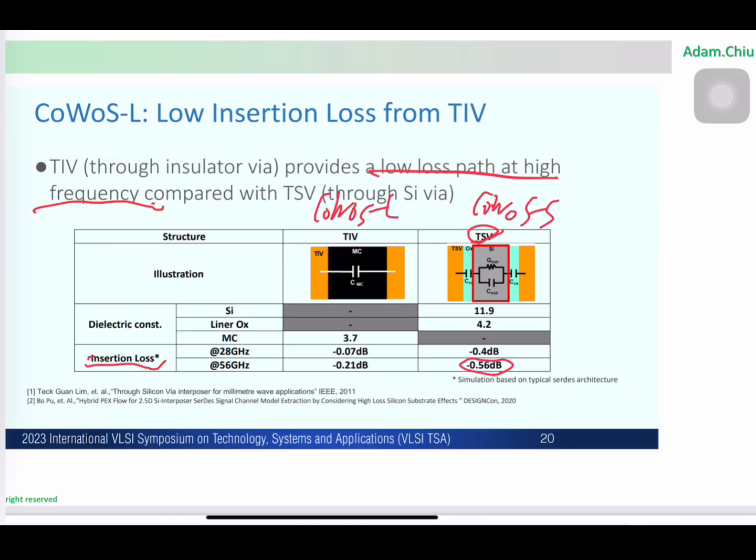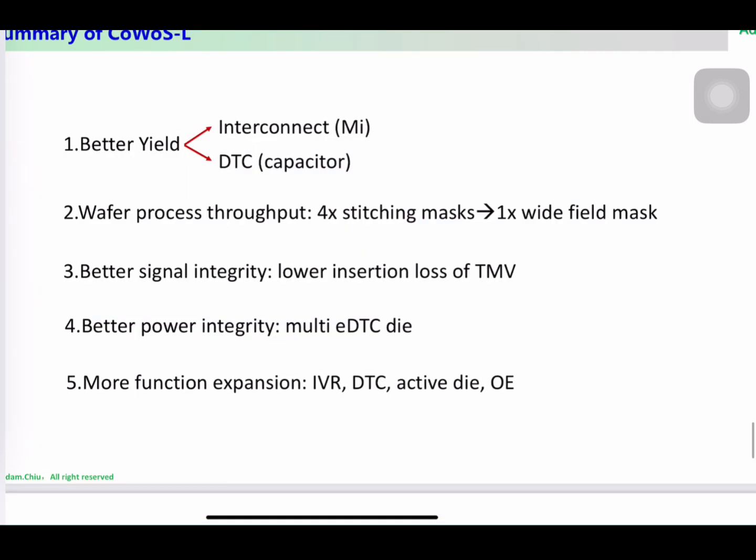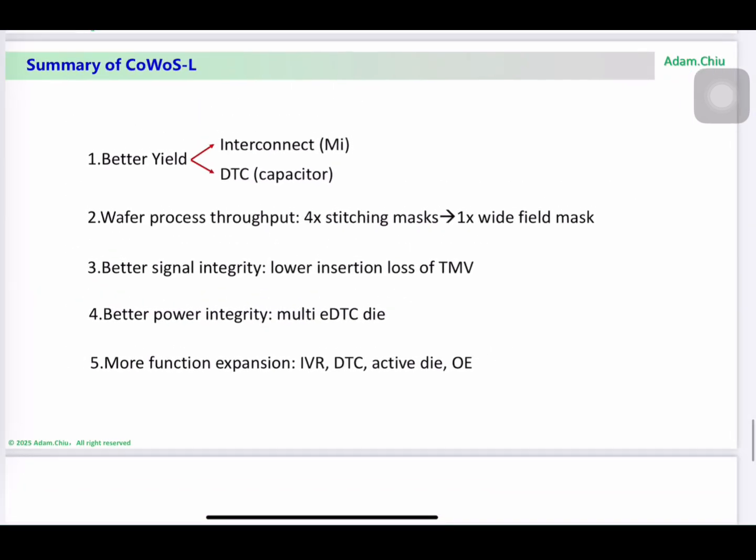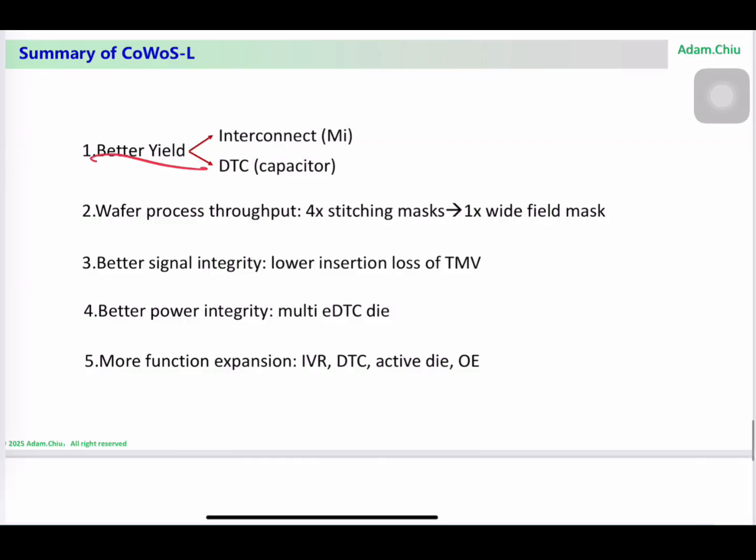So to summarize, why do we need to use CoWoS-L? Firstly, it's for better yield, whether it's for interconnects or DTC. Secondly, I need to increase wafer throughput because a 4-time stitching mask is too slow, and it's not good for my yield. So I changed this to a 1x Canon reticle, making it larger so I only need one exposure.